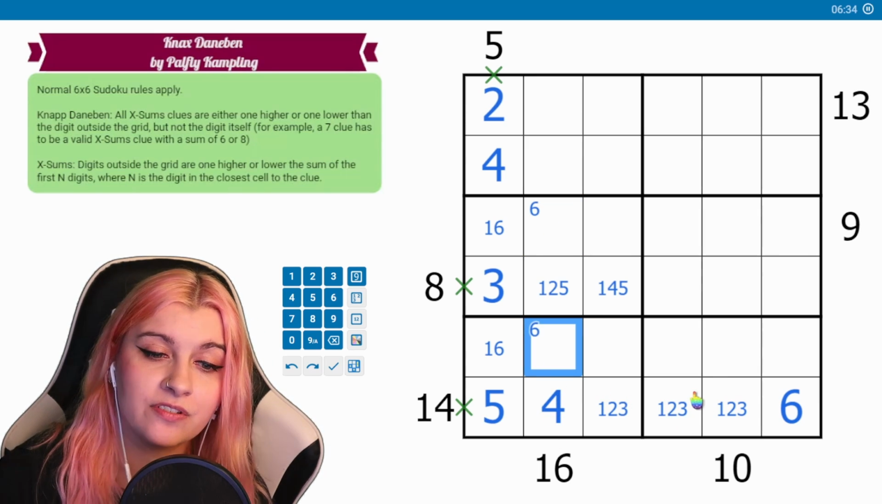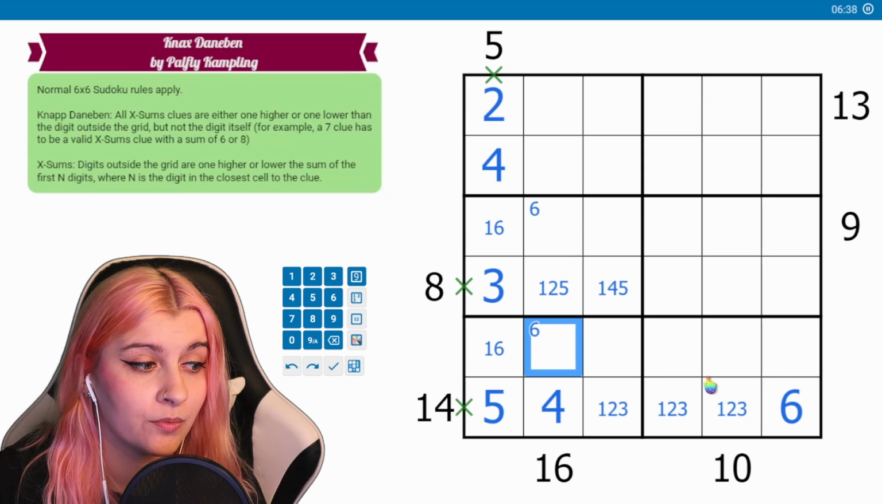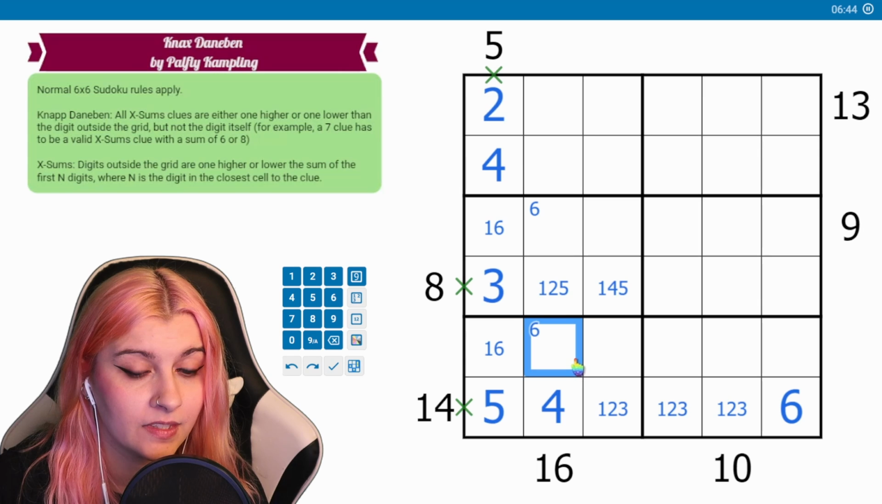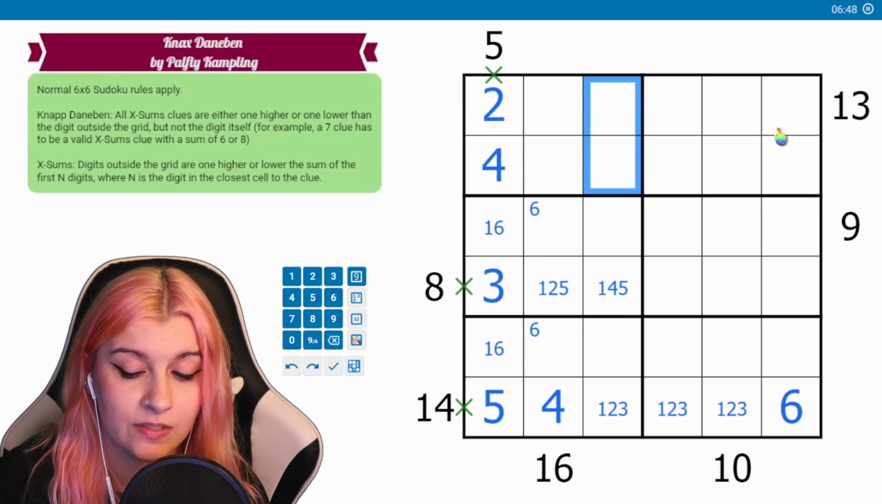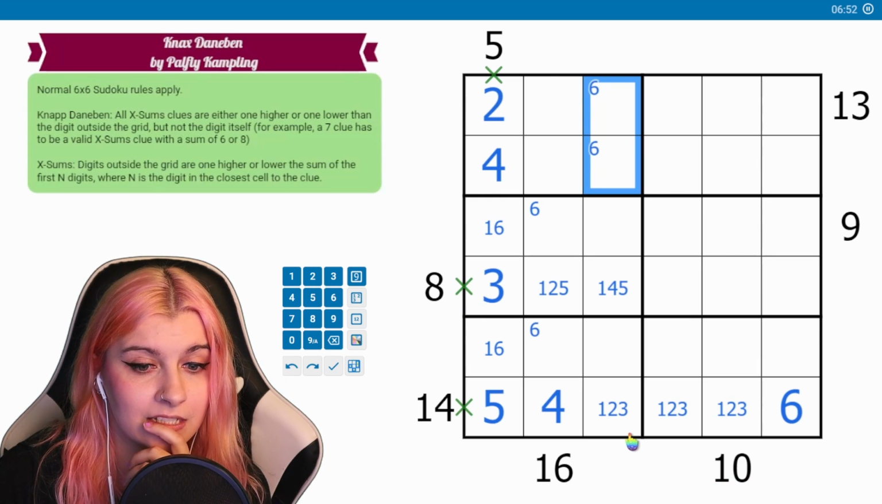Do I have to use a 5? What if I do 6, 4, 3, 2? 2 and 3 is 5, plus 4 is 9, plus 6 is 15. It is doable without a 5, but I do need to use a 6. Okay, so I have 6s here and I have 6s here. One of these will be a 6. All right. Maybe I'll come back to this one.